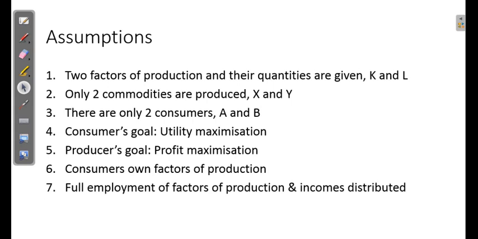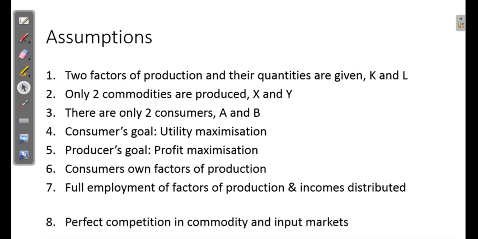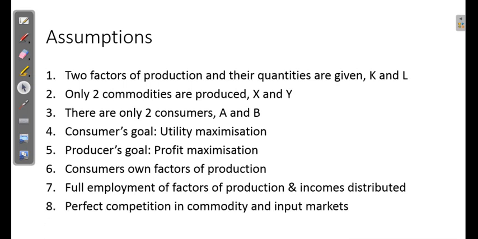The seventh assumption is that there is full employment of factors of production and incomes are distributed. So both the factors of production are fully employed. There is no wastage, they are not lying idle. And the last assumption is that perfect competition exists in commodity and input markets. So basically, perfect competition conditions of equilibrium apply in both commodity and input markets.